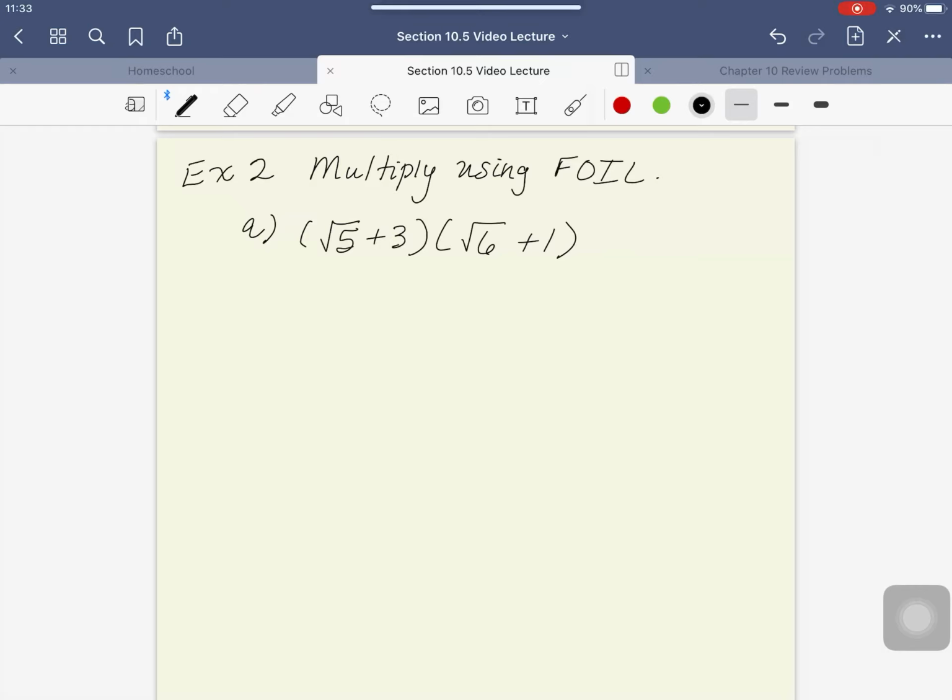All right, example 2, we want to multiply using FOIL. So we're going to do first, outer, inner, last. And square root of 5 times the square root of 6 is the square root of 30. And then 1 times the square root of 5, that'll be the square root of 5. 3 times the square root of 6, that'll be 3 square root of 6. And then 3 times 1 is 3. We don't have any like terms, so that is the final answer.